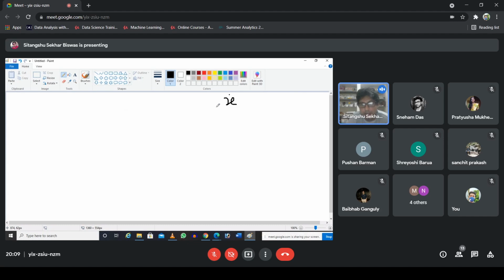x double dot plus c by m x dot plus k by m x, which is equal to F0 by m sin omega t. Okay, this is basically the equation.